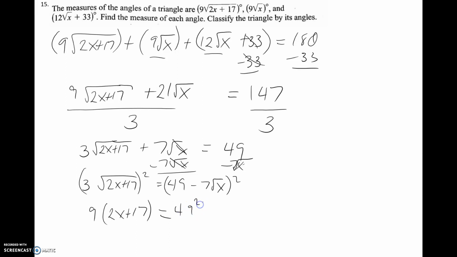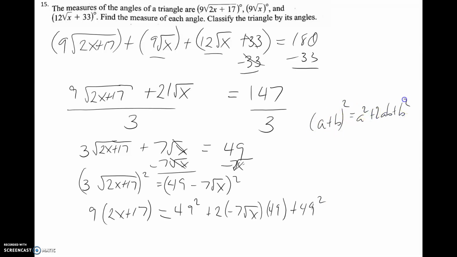49 squared plus 2 times negative 7 square root x times 49 plus 49 squared. Now, all I really did there was using the idea that a plus b quantity squared is equal to a squared plus 2ab plus b squared. So I'm just using that idea as a model for getting this part here.